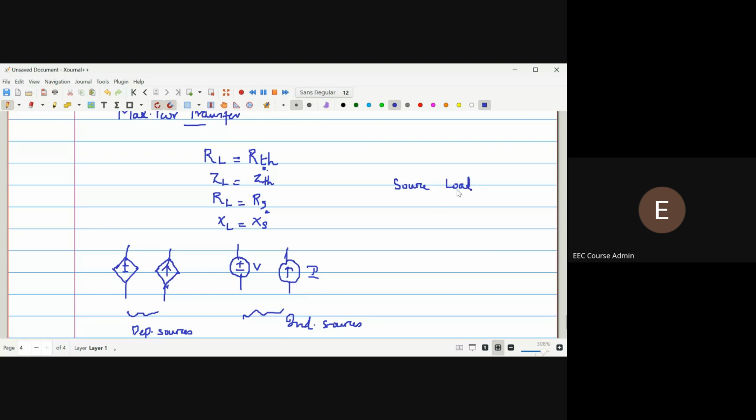Source being connected to the load. We disconnect the load and apply Thevenin's theorem to the source part, and that part of the circuit is transformed into VTH in series with RTH across the terminals to which the load is connected. This RTH is a representation of your source resistance. That's why I have represented it as RS. That is the answer to what you asked earlier.